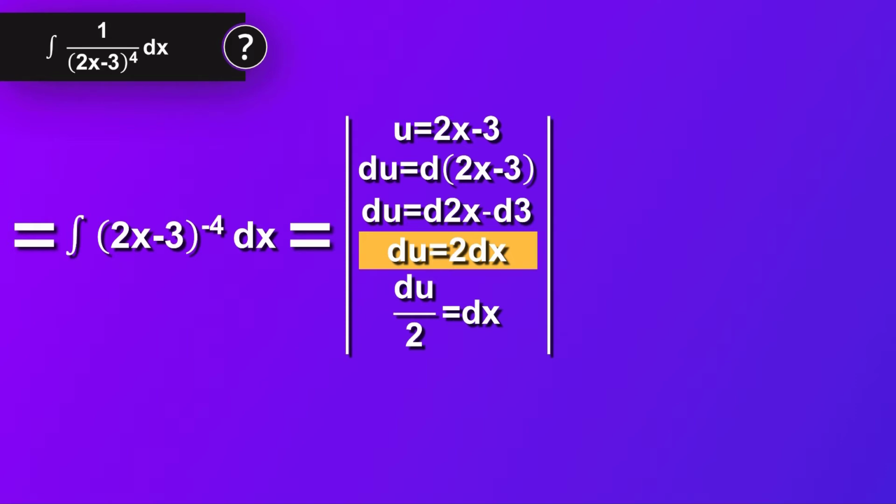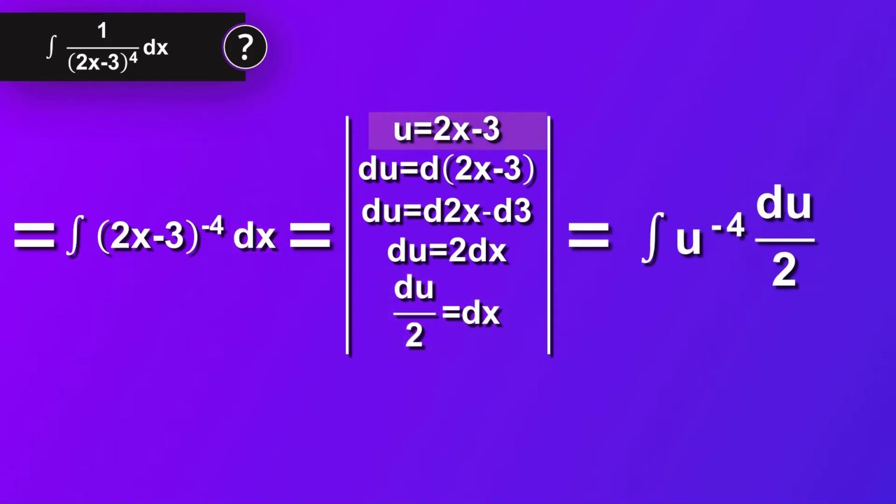But what we want to have is an expression that we insert into our main solution instead of dx. So after division of both sides by 2, we've got du divided by 2 is equal to dx that we were searching for. Now let's make use of our u. We insert u instead of 2x minus 3 into our main equation, and instead of dx, we now use the expression with our substituted variable u, which is du divided by 2. We have now the integral of u raised to minus 4 by du divided by 2.